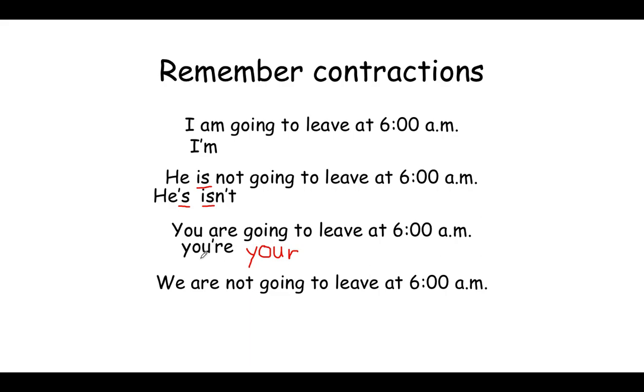So that's why we say when you're spelling or when you're reading, it's important to notice if it's a contraction or if it's the word your. The next sentence is we are not going to leave at 6 a.m. So we've got a negative and we've got are and we've got we. So we know that we can put them together, we and are, to say we're, or we can put are and not together to say aren't.